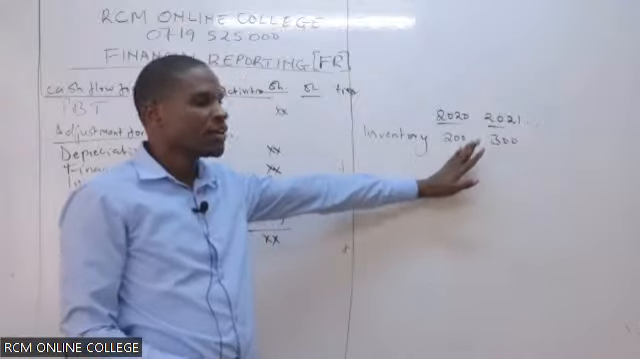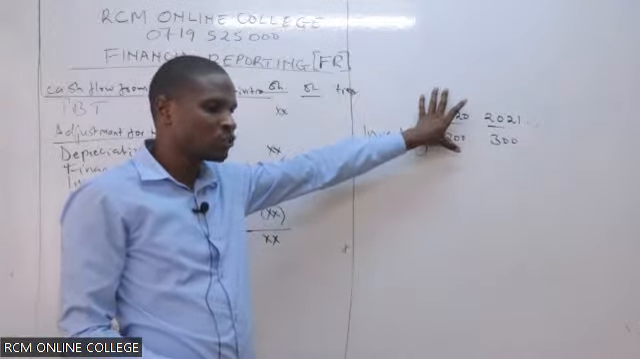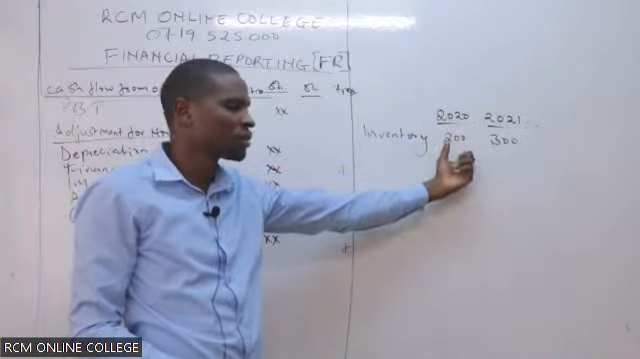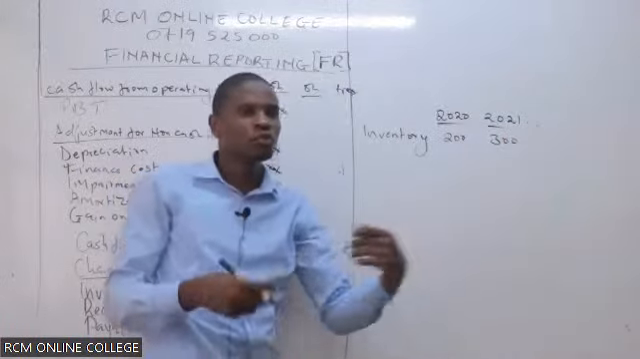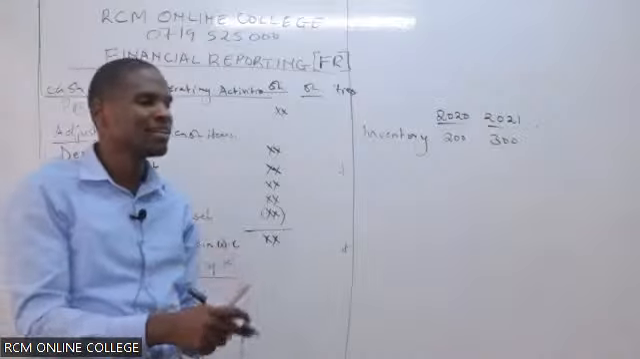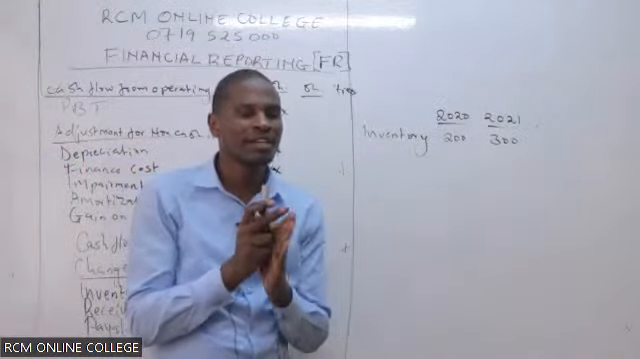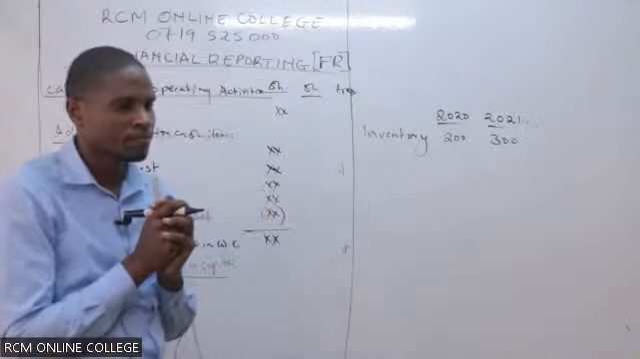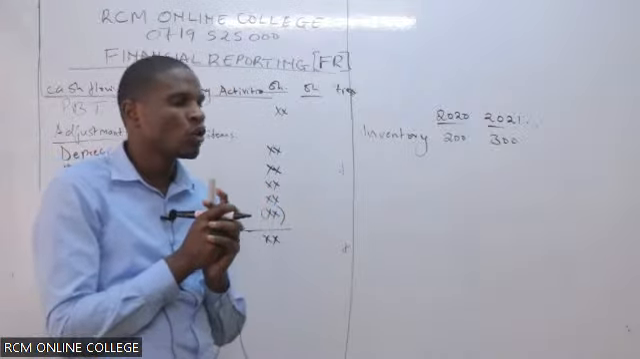In this case, if I look at the inventory at the beginning, that is the year 2020, I have 200, may it be million or such. The value of inventory is 200. And 2021 is 300. So is there an increase or a decrease of inventory? Somebody? There is an increase of inventory.